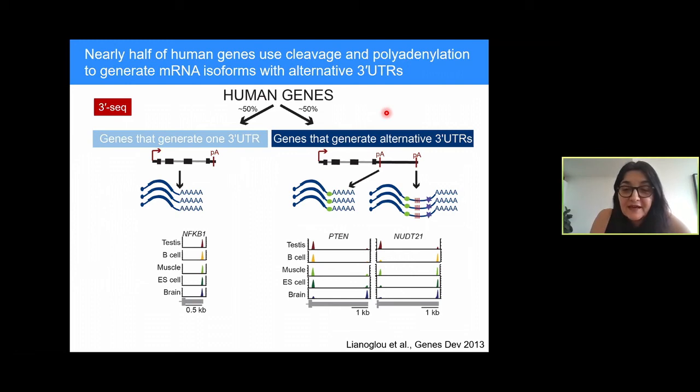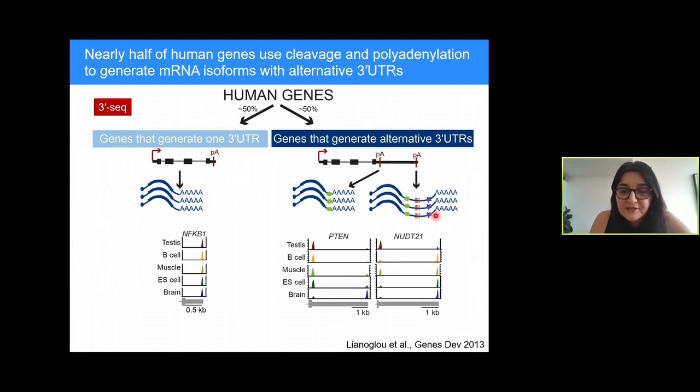We sequenced many different tissues, and we got a surprising finding. We found that about half of all human genes had more than one peak in the 3'UTR. Because these peaks are 3'ends, this means that these genes generate alternative 3'UTRs, and they are generated by alternative cleavage and polyadenylation. If a proximal poly-A site is used, an mRNA with a short UTR is made. If a distal poly-A site is used, an mRNA with a long 3'UTR is made.